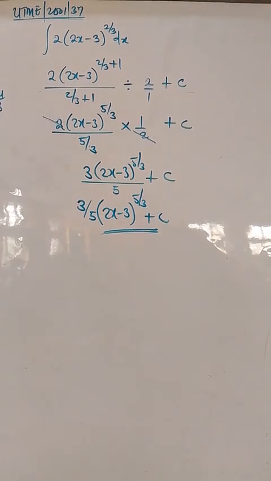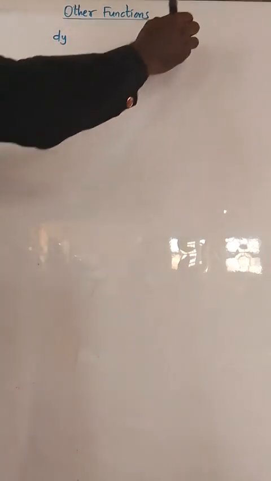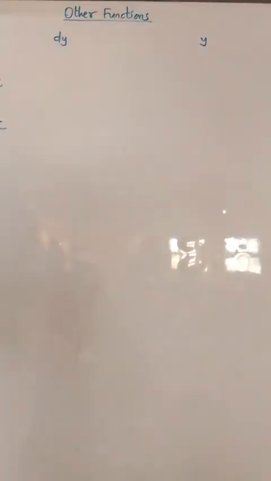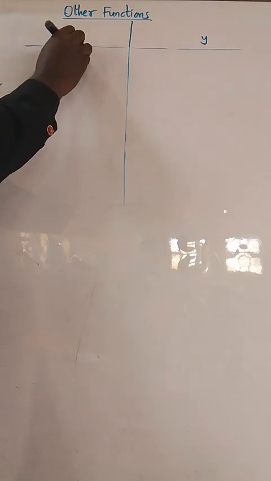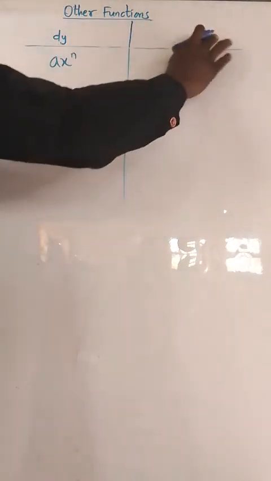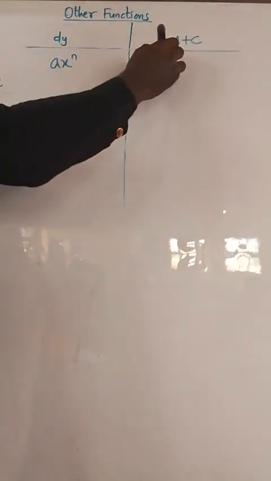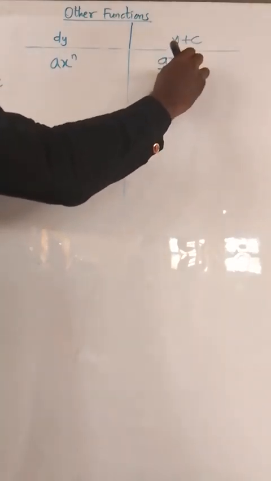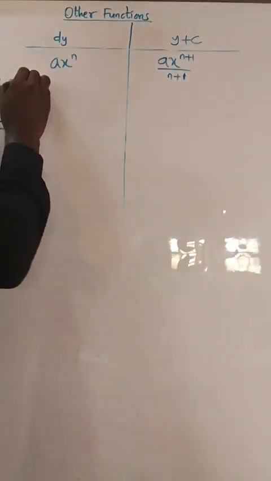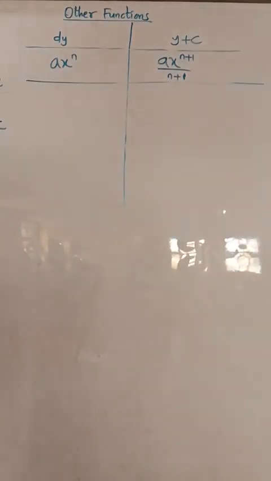Now let's move to other functions. Suppose here we have dy and we want to get the value of y. Let's start with the polynomial function. If you have a x to the power n, we've done that before. Note, for everything we do here, we are adding c to it. So add 1 to the power, divide by the new power. So this becomes a x raised to the power n plus 1, divided by n plus 1, then plus c.